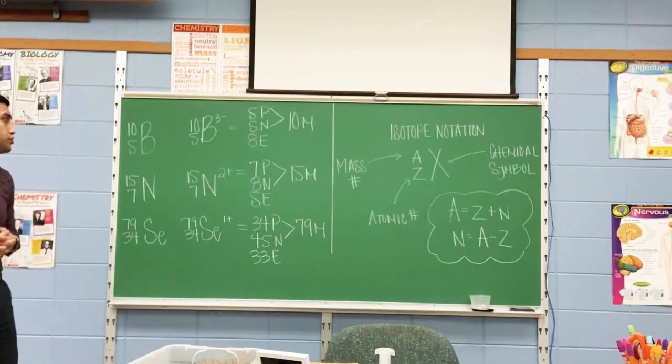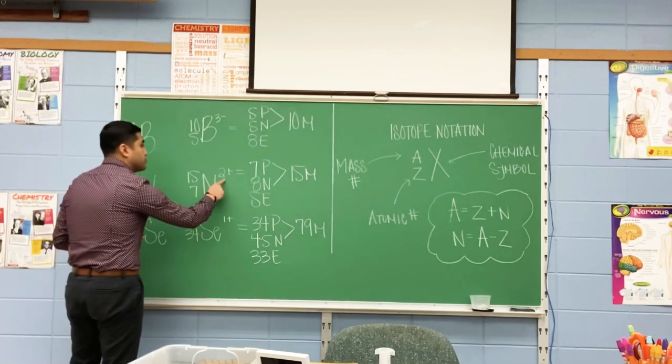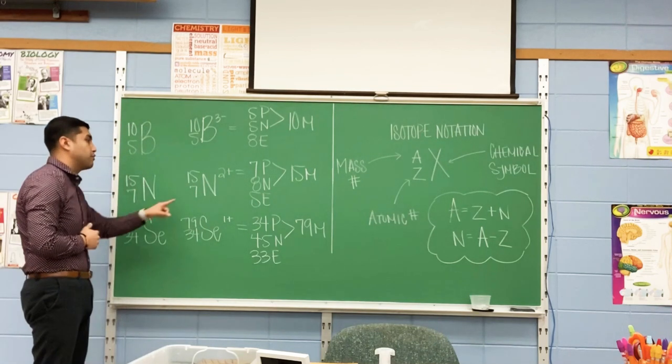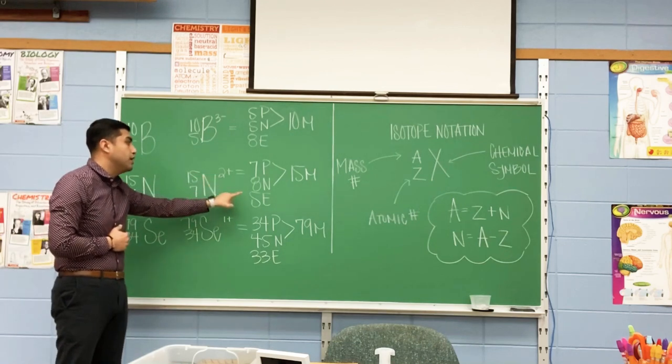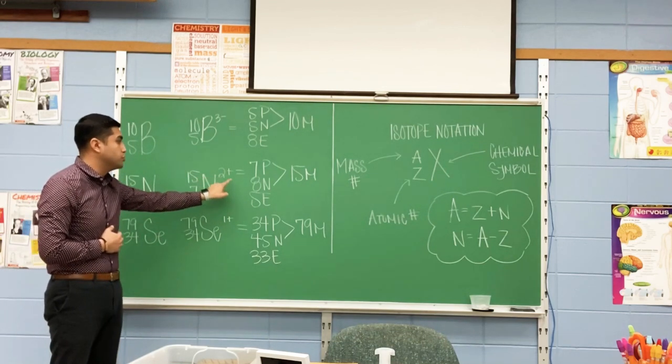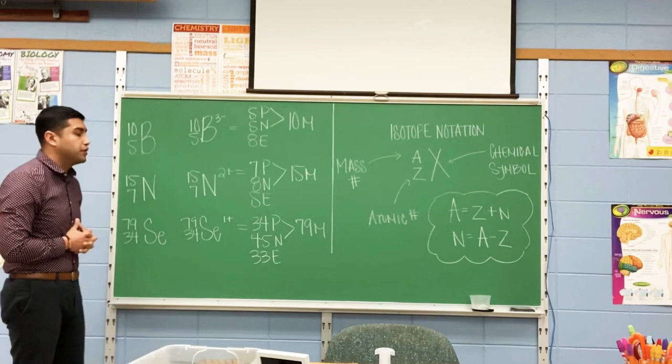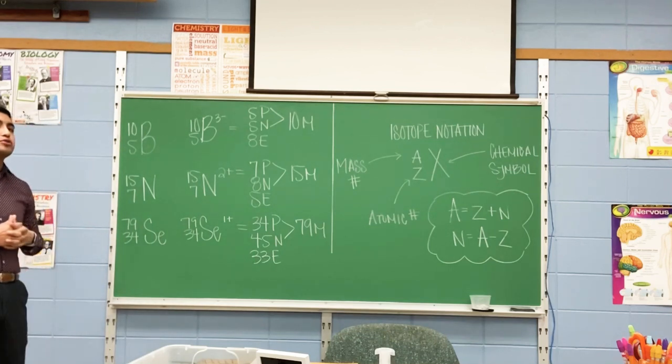How many electrons do I have? If your charge is +2, you're going to subtract that from your protons. 7 minus 2 is 5. That is how I figure out and calculate how many electrons I have.